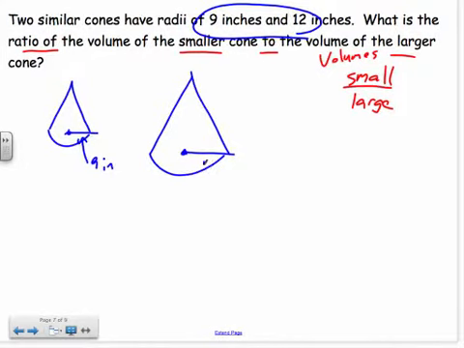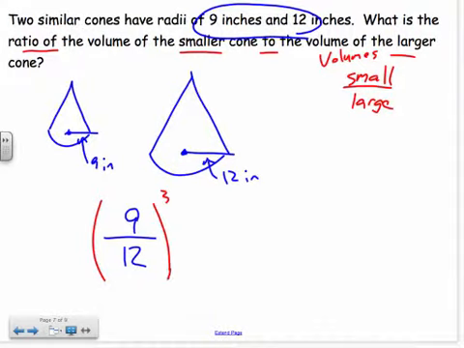They said they're similar. So if they're similar, I can say that they have a scale factor of 9 to 12 or 12 to 9, whatever you want to say. But we're saying small to large, so I want the small first and then the large on bottom. Well, to find the volume, I know that the ratio is basically the scale factor cubed, right? It's the scale factor cubed. So I just got to cube both numbers.